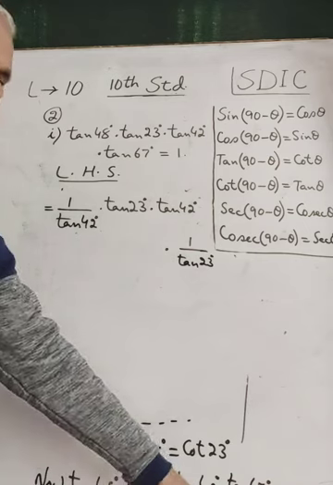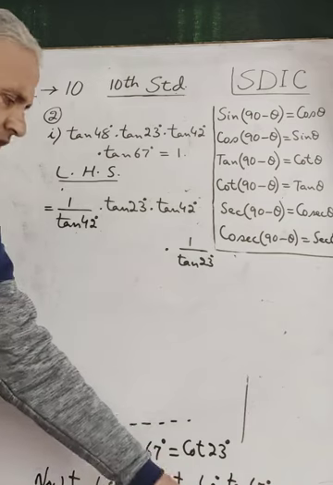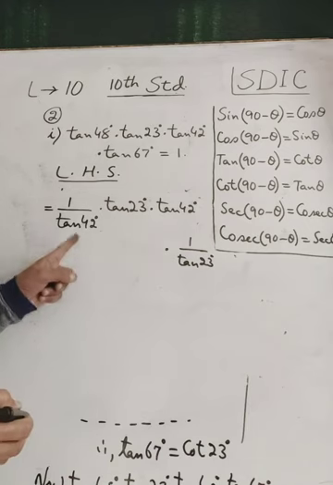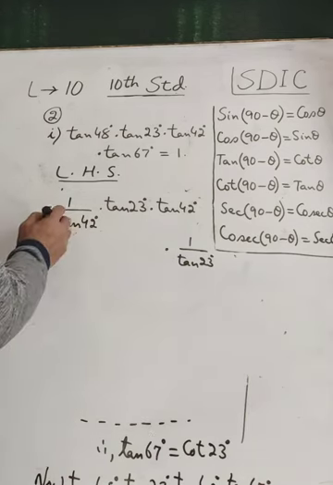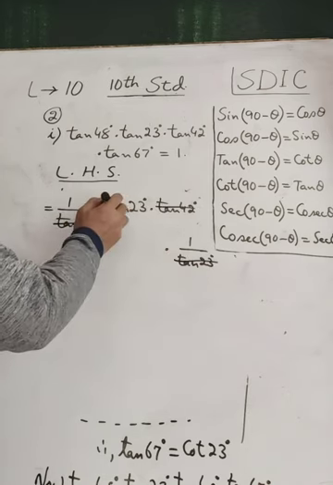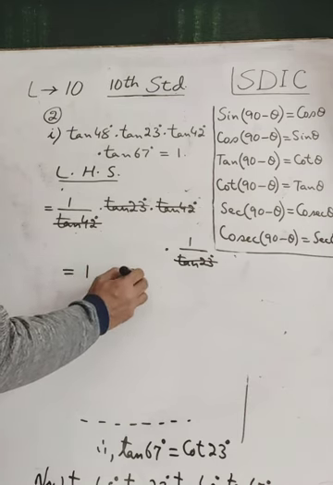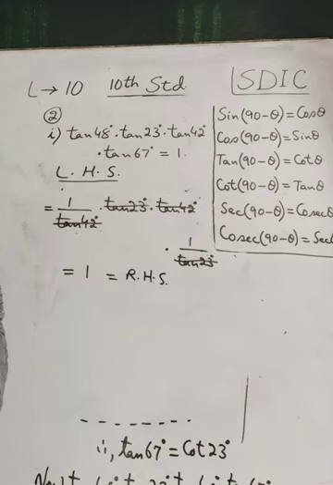Reciprocal of cot is tan. So at two places that reciprocal relation I used. Here for cot I used 1 by tan. Here also for cot I used 1 by tan. Here the angle was 42 degrees, so it is tan 42. Here angle is 23, so it is tan 23. Now this tan 42 will cancel with tan 42. Tan 23 will cancel with tan 23. The result is 1, which is the right hand side of this question. That proves our first part of this question.